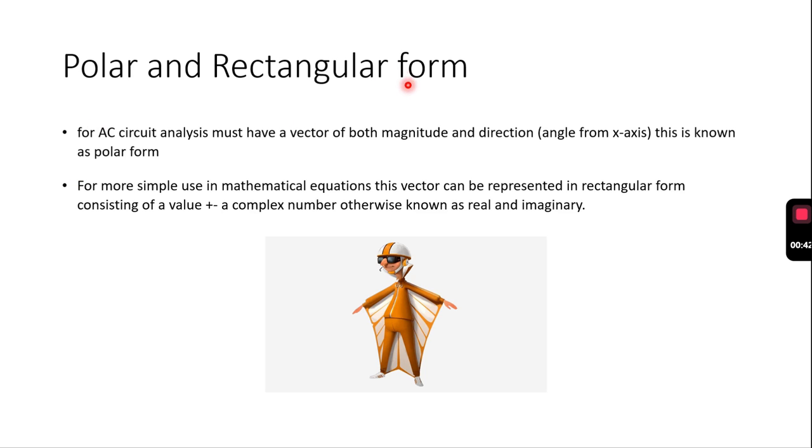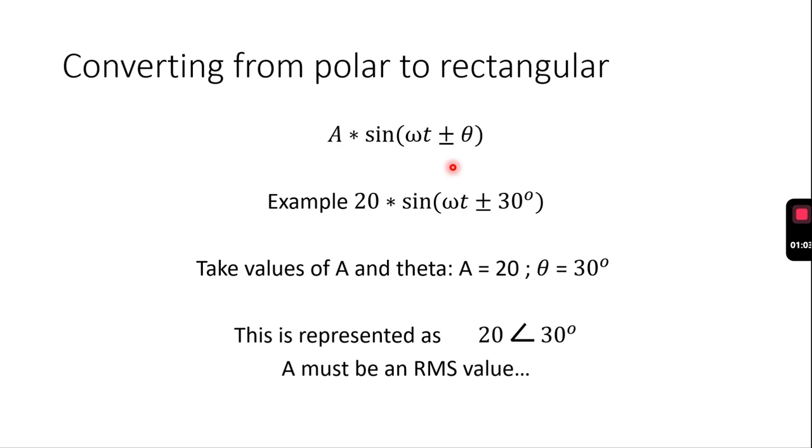Polar and rectangular form are basically two representations of the same value. Polar form is a vector using magnitude and direction, being the angle from the x-axis. But to use this in mathematical equations, which is a much easier sense, we're going to be converting it to rectangular form. To do that, we'll keep moving on.